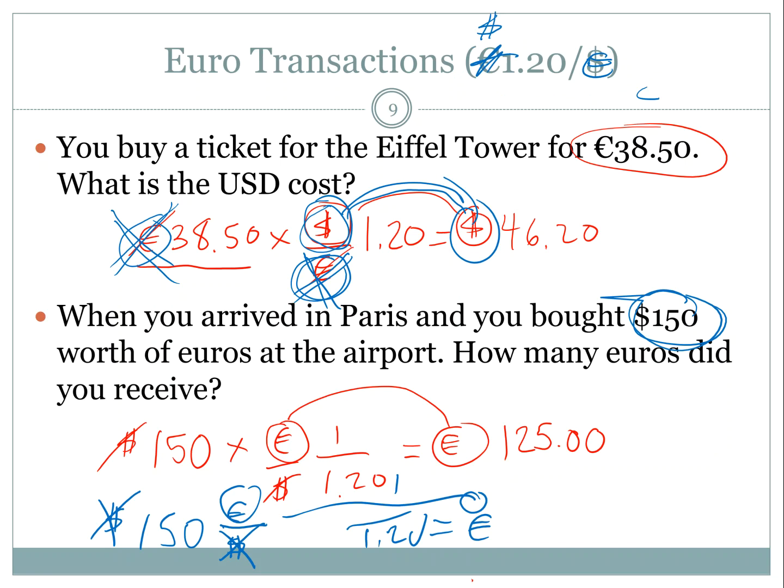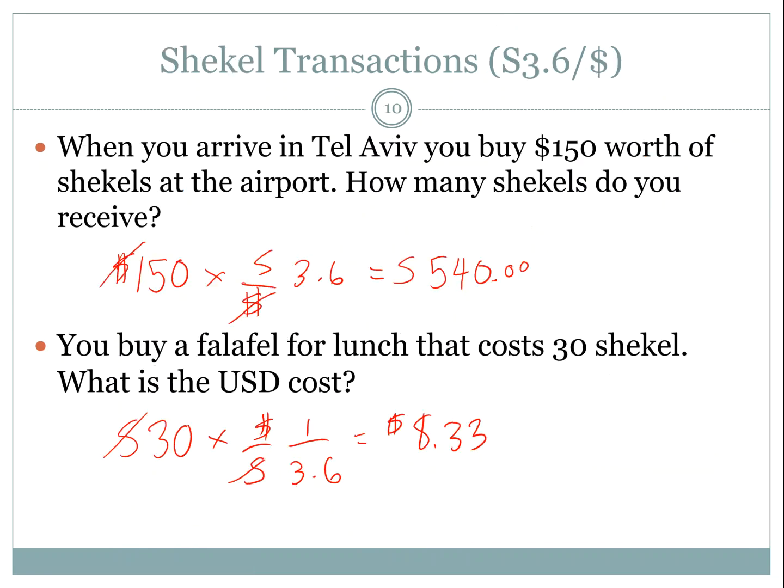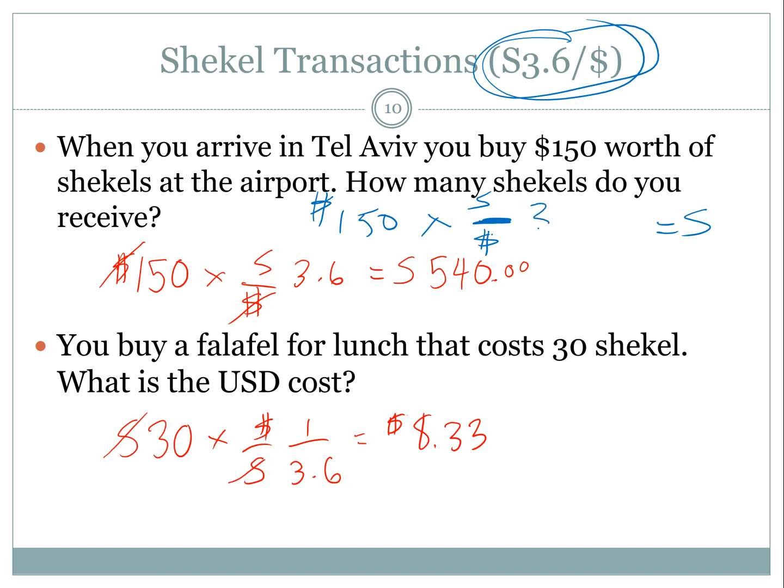So what exchange rate you need depends on where you start. Let's do a few more examples. The shekel price of a dollar is about 3.6. If you hand someone at the airport $150, how many shekels do you get back? $150 times an exchange rate that gives me shekels. This has to be a dollar, and this has to be a shekel. This is the shekel per dollar exchange rate, so I multiply times 3.6. That kills the dollars off and brings the shekels forward.